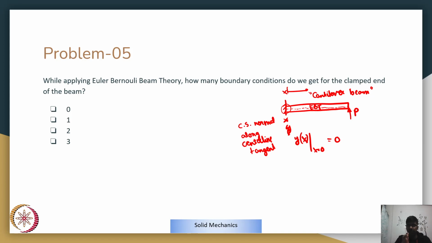If your cross section normal is along the x axis, it means that your center line, since it's the Euler-Bernoulli beam theory, the tangent to the center line also needs to be along the x axis, which basically would mean that the first derivative dy by dx at x equal to 0 is also 0. So essentially you get two conditions, one for displacement, the other for slope.